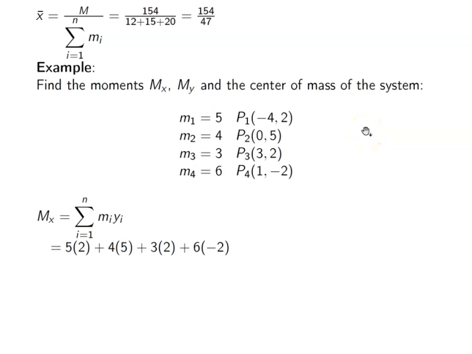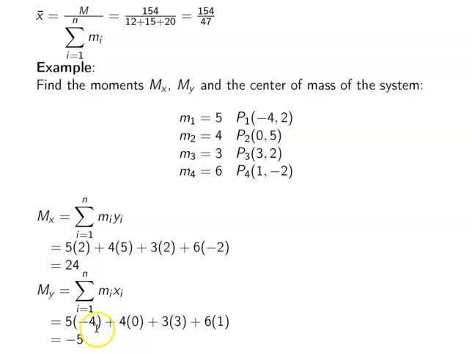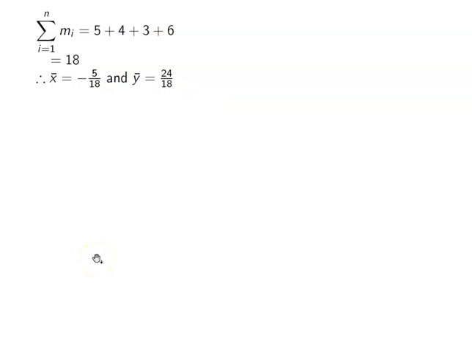Okay, so the moment about y divided by the sum of these masses is the x value, the x bar value, and then this divided by the sum of the masses is the y bar value. There you go. -5 over 18, 24 over 18, and we can simplify this 24 over 18 to 4/3, right? So the center of mass is at -5 over 18 and 4 over 3.